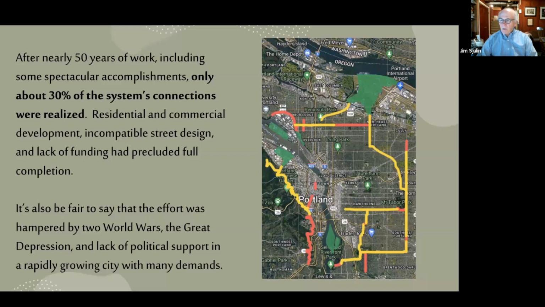So we have a number of them scattered around the city, but not all the connections were made. And I think it's probably fair to say that World War I and World War II and the Great Depression had a lot to do with it. But also, I think there was some lack of political support for completing the system, unfortunately. But we do enjoy those boulevards that did come forth out of that first 1903 plan.